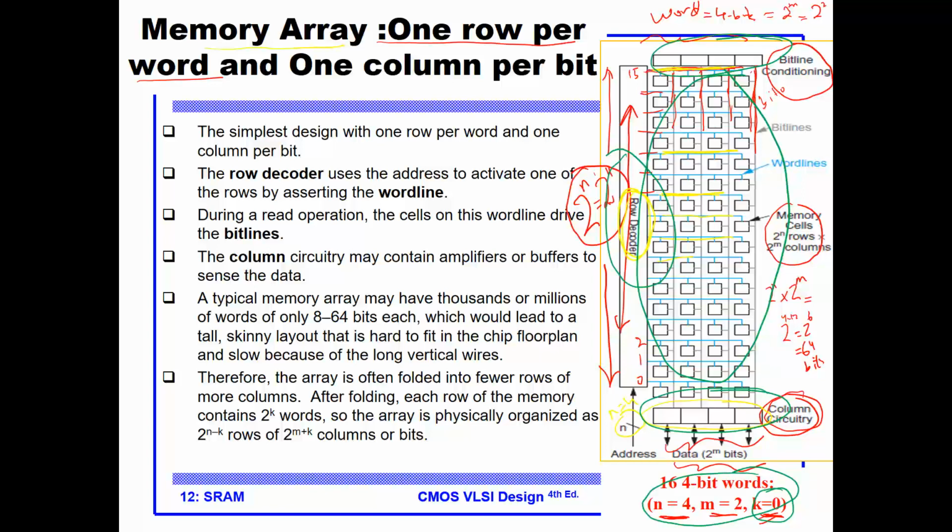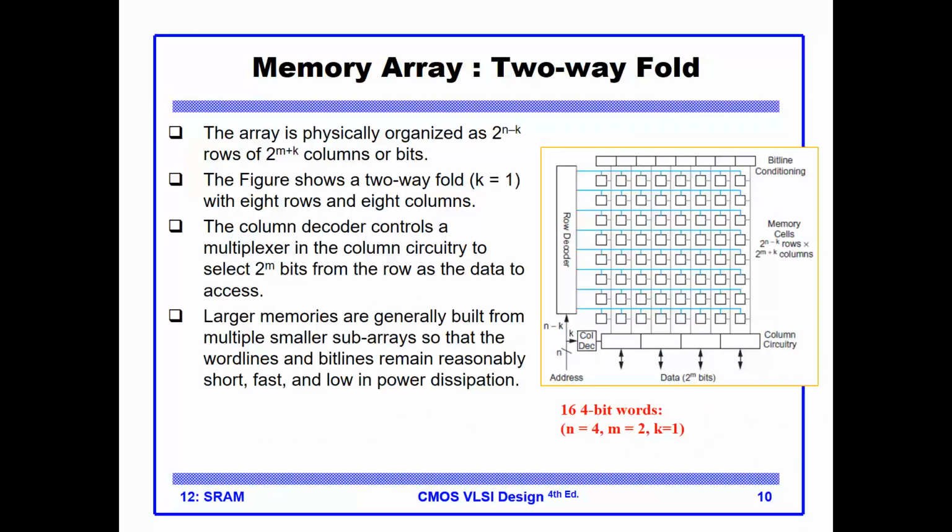So we don't want tall and skinny memories. So what do we do? We fold them. Let's talk about folding now. In this case, what we did is fold the memory so that every row here represents two words. And now for that to happen, in this column circuitry, we have to choose one of the two words.